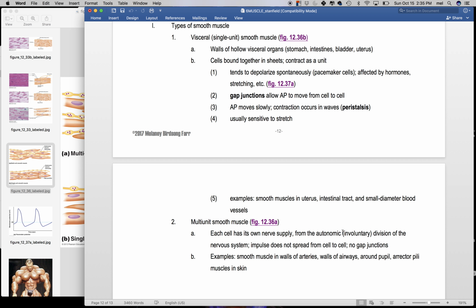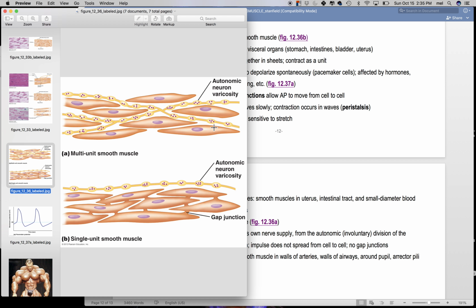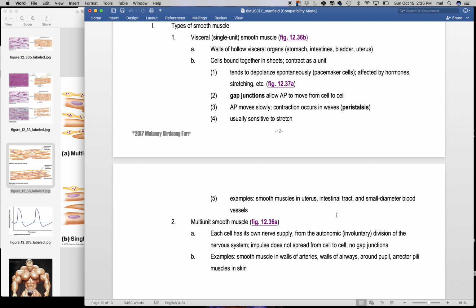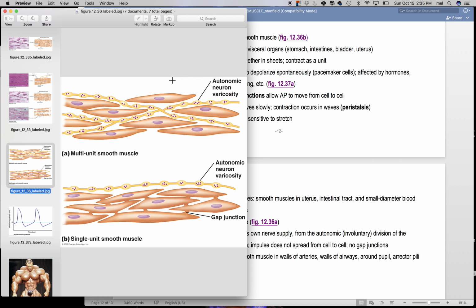So the multi-unit smooth muscle, you can control each one individually. Each individual cell has its own nerve supply from the autonomic division of the nervous system, and the impulse doesn't go from cell to cell. There are no gap junctions. And so you find this one in areas in which you want to be able to make teeny tiny little changes in smooth muscle. Like in the smooth muscle that is controlling the diameter of the wall of your arteries and arterioles. We don't want an entire artery or arteriole to constrict. We want to constrict it, for instance, at a junction point to change blood flow patterns.